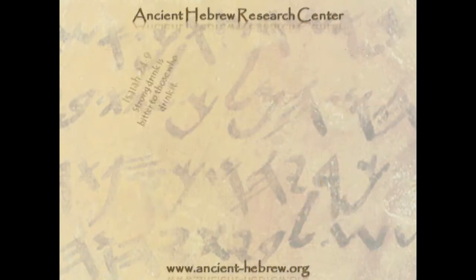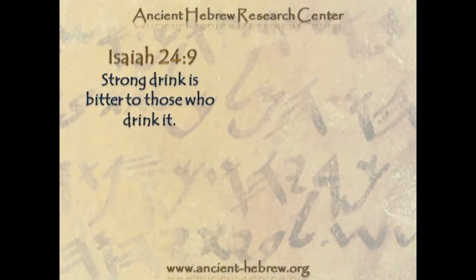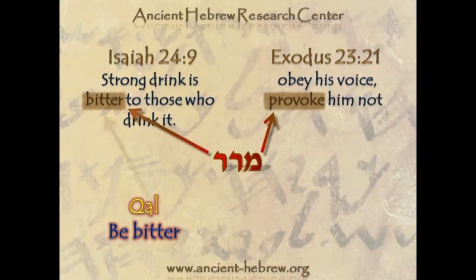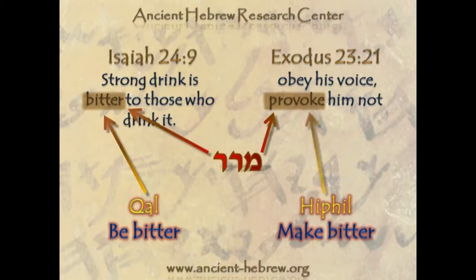In Isaiah 24 verse 9, we read, "strong drink is bitter to those who drink it." And then in Exodus 23 verse 21, "obey his voice, provoke him not." Again, two different verbs in English, but in Hebrew it's the same verb, marar. Marar means in the call form to be bitter. But in the hifil form, it means to cause to be bitter or make bitter. Literally what this verse is saying is obey his voice, do not make him bitter.